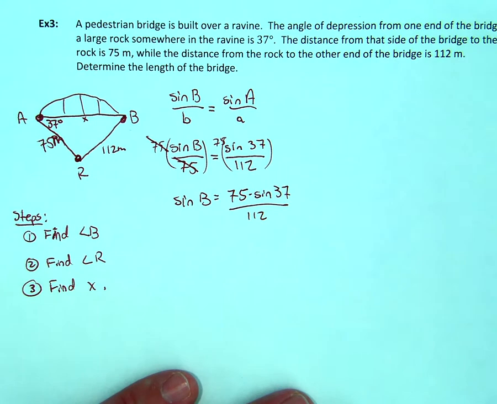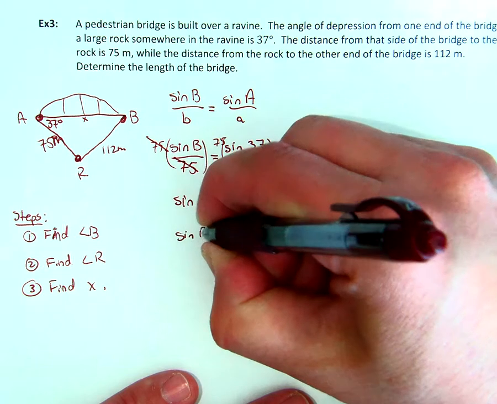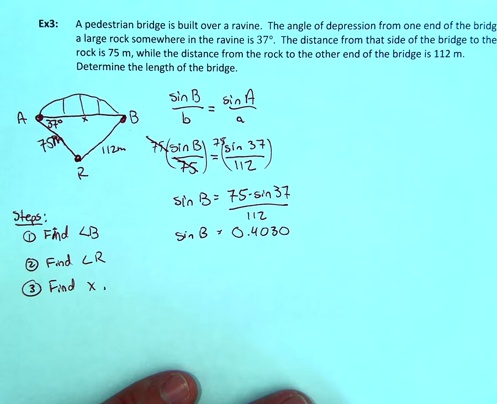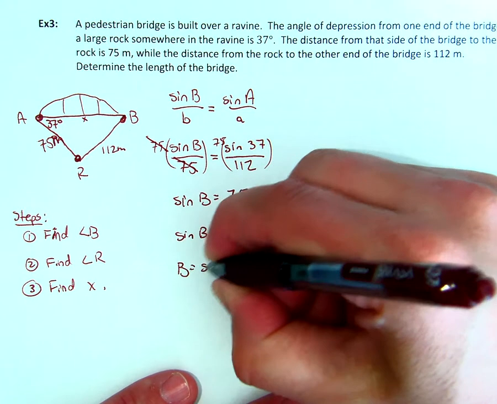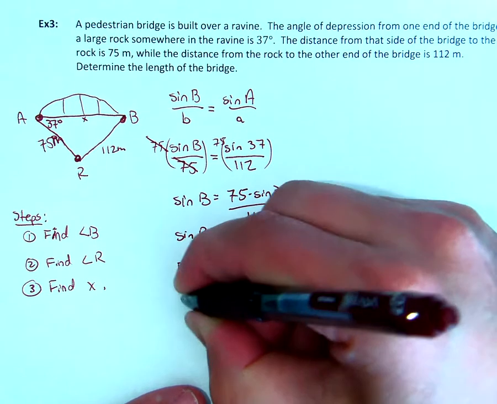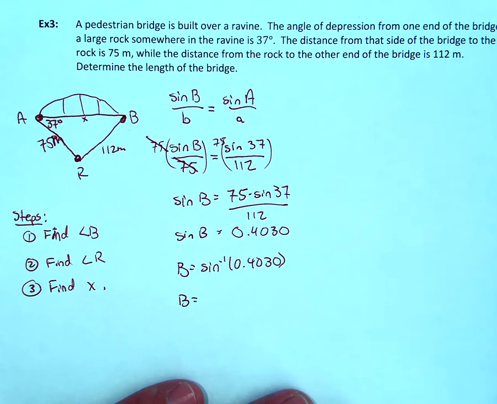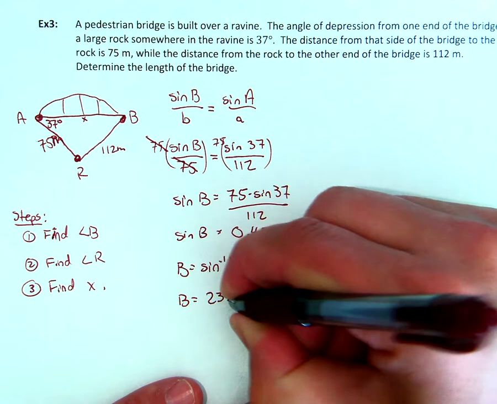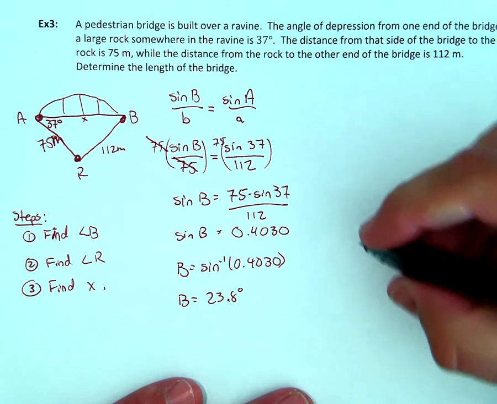And I'm going to punch all that into my calculator in one step. So 75 times sine 37 divided by 112, I get 0.4030. So then to get B, I'm going to type into my calculator sine inverse, or second function sine, of 0.4030. And I get angle B to be 23.8 degrees. So there's angle B. So that was step 1.